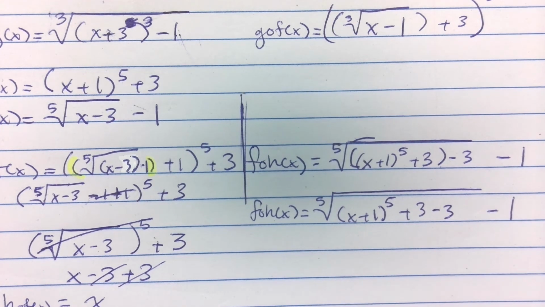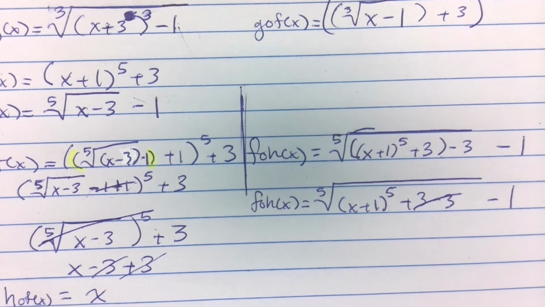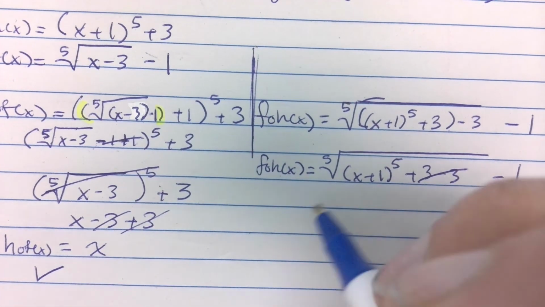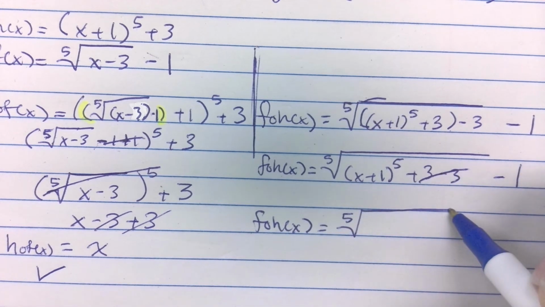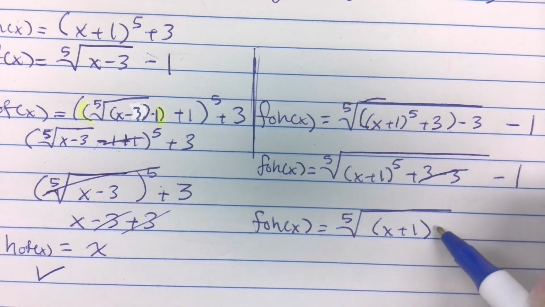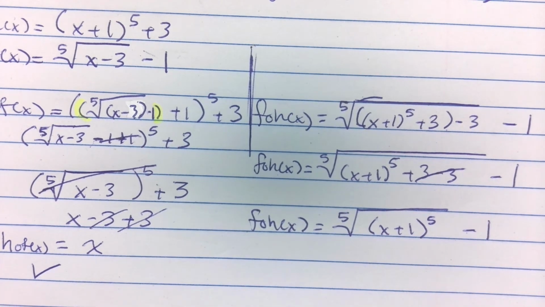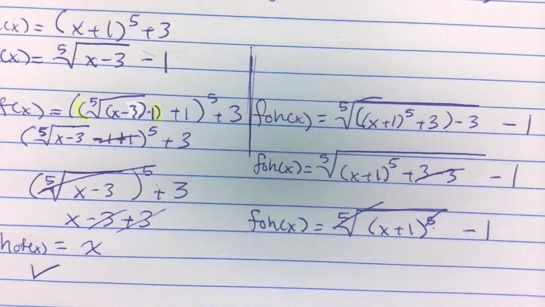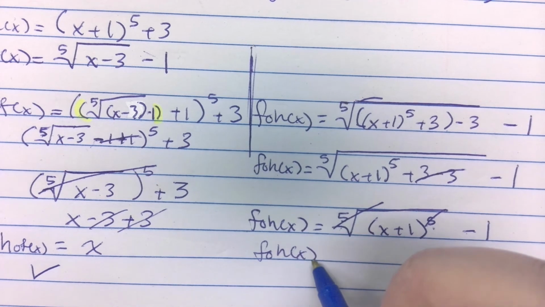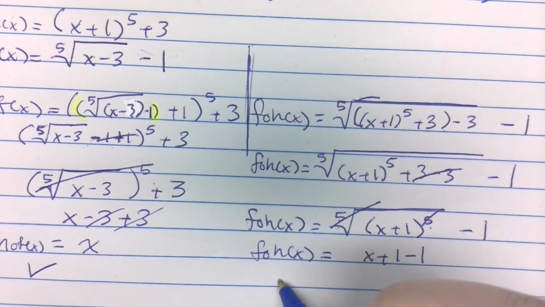What's 3 take away 3, y'all? Write down what you have. Don't try to do it all in the same step. That's how you get confused. What can we do to simplify this? What can cross out? The exponent and the root. What do I have left? Cancel the ones.